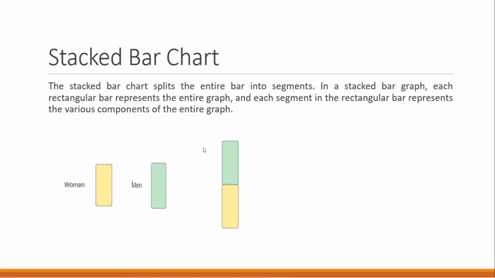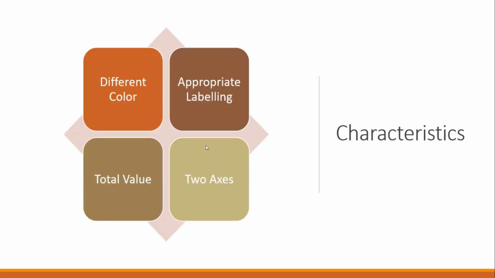In other words, we can say that if we have multiple heights for a single x value, we can draw a bar for each height and place them one above the other to form a single bar. And there are a few characteristics that distinguish a stacked bar chart from other types of graphs. In a stacked bar chart, each segment of a bar is represented by a different color to make it easier to distinguish between the many categories.